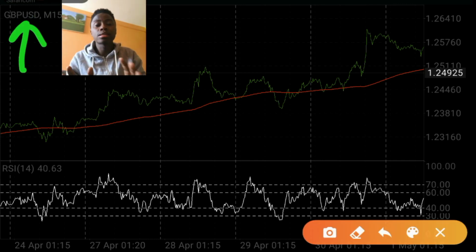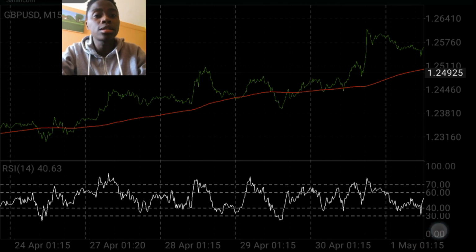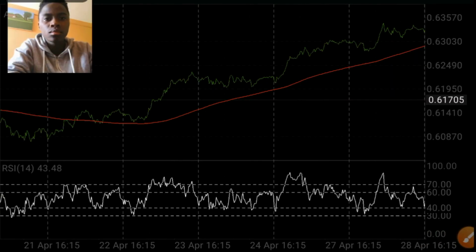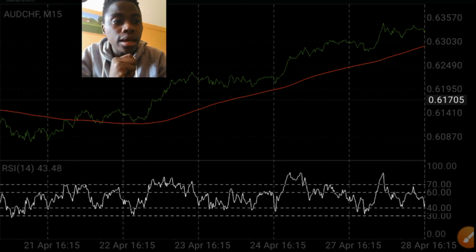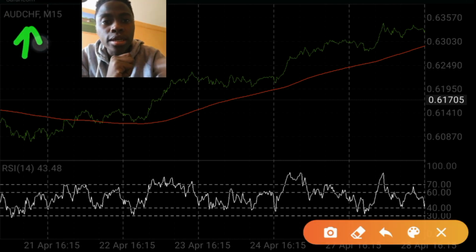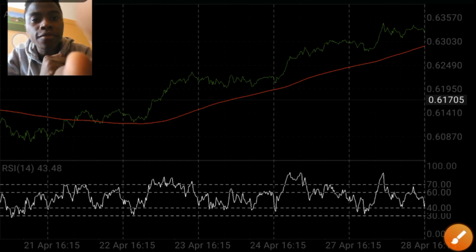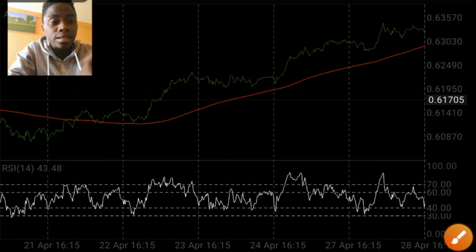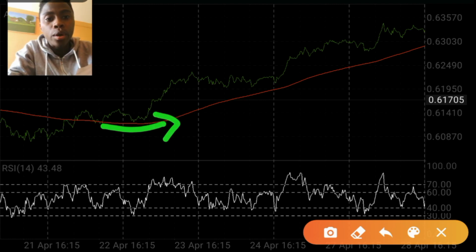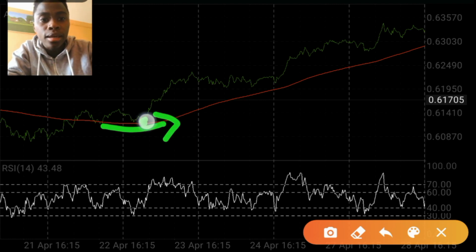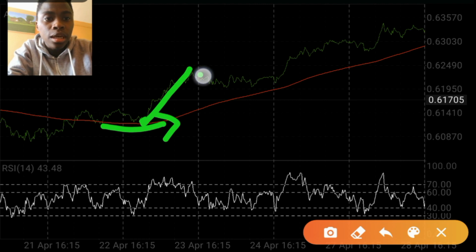Let's look at another case that we took previously. This is Aussie Swiss, as you can see right there. Australia, Switzerland, Swiss franc. So this is another trade. The moving average has started to face up. So you bought there, had that profit, and the market retraced.